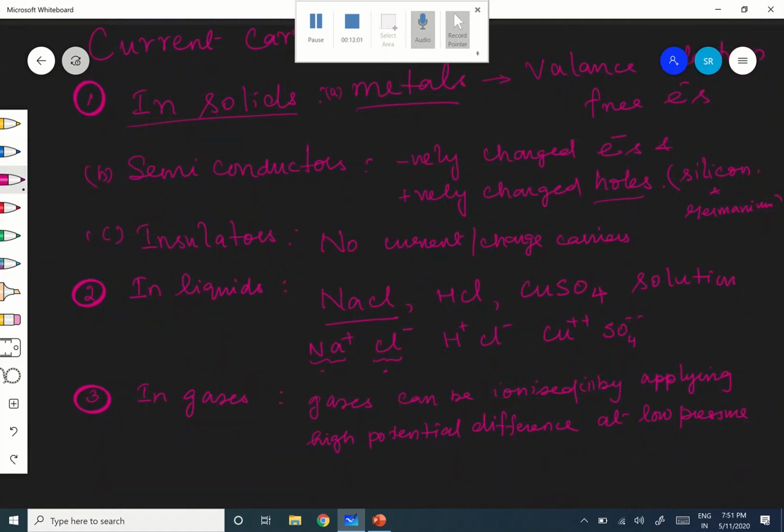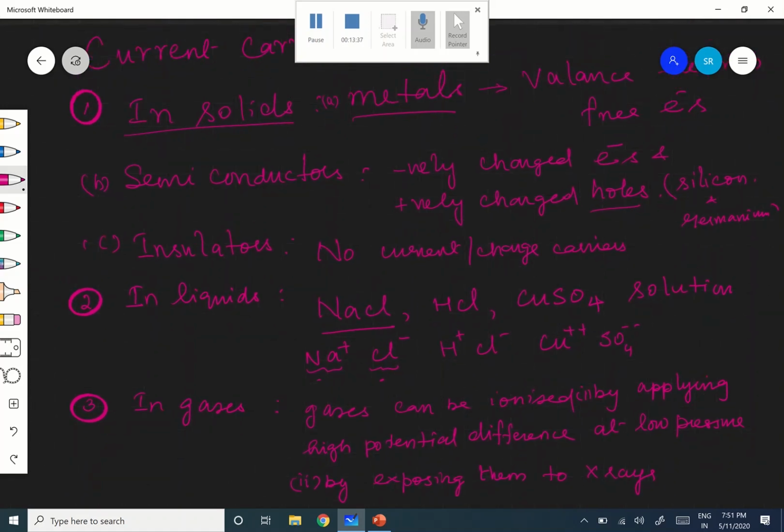Another way, number two, is by exposing them to high energy radiations, that is, X-rays. If you do that, what will happen? You get current carriers, electrons and positively charged ions, because electrons will be knocked out. Therefore you will be getting so many electrons as well as positively charged ions, and they now act as current carriers. Are you following? So these are all the current carriers in solids, liquids and gases.